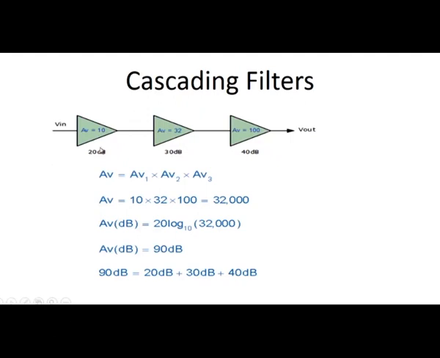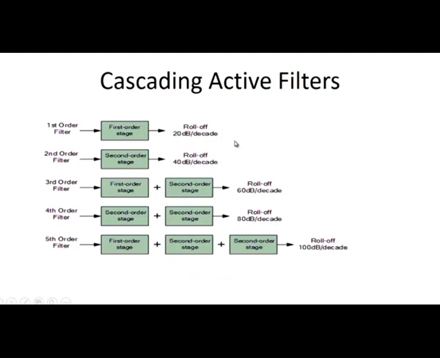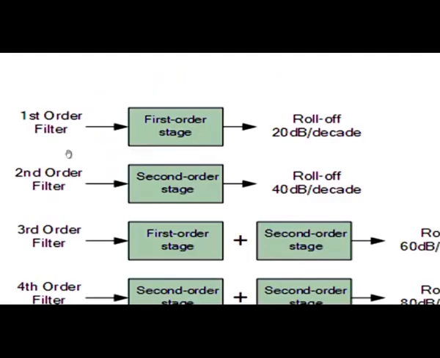So, this is the gain of the first filter, and this 30 dB is the gain of the second one, and 40 dB is the gain of the third filter. If all the three gains are multiplied, then it gives you the overall gain as 32,000, and if it is calculated in dB, it is 90 dB. Cascading the active filters. For the first order filter, we know that we have to connect a single set of R and C component for the filter stage, which produces the roll off rate as 20 dB per decade.